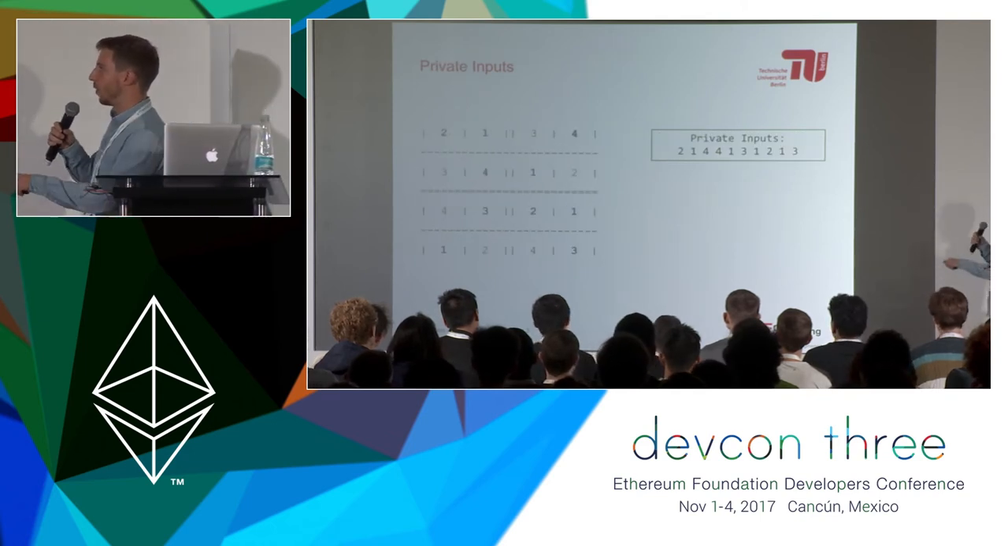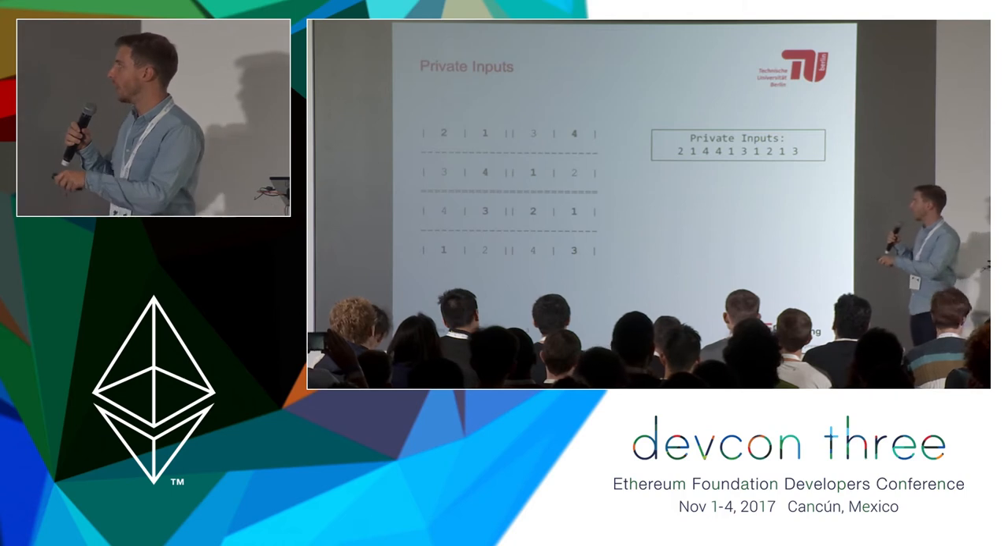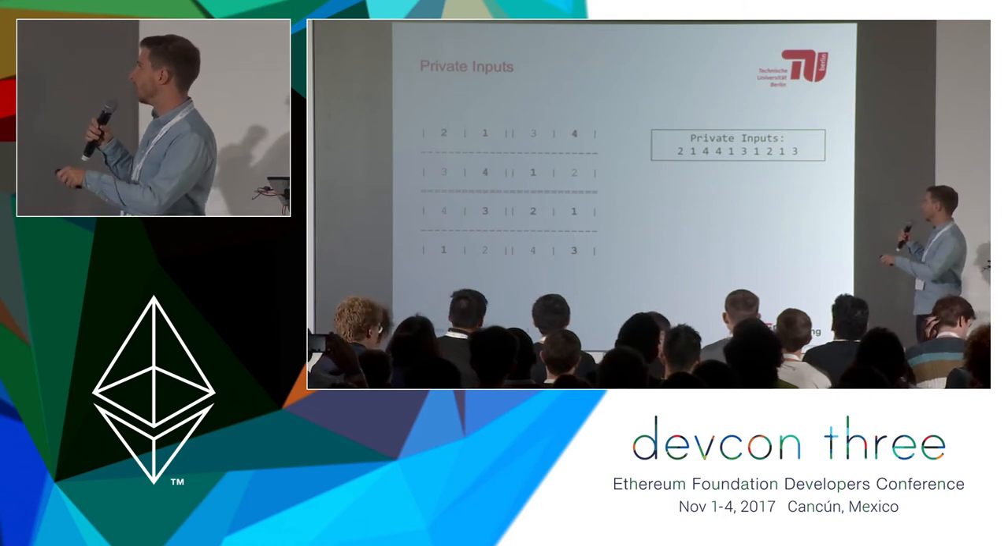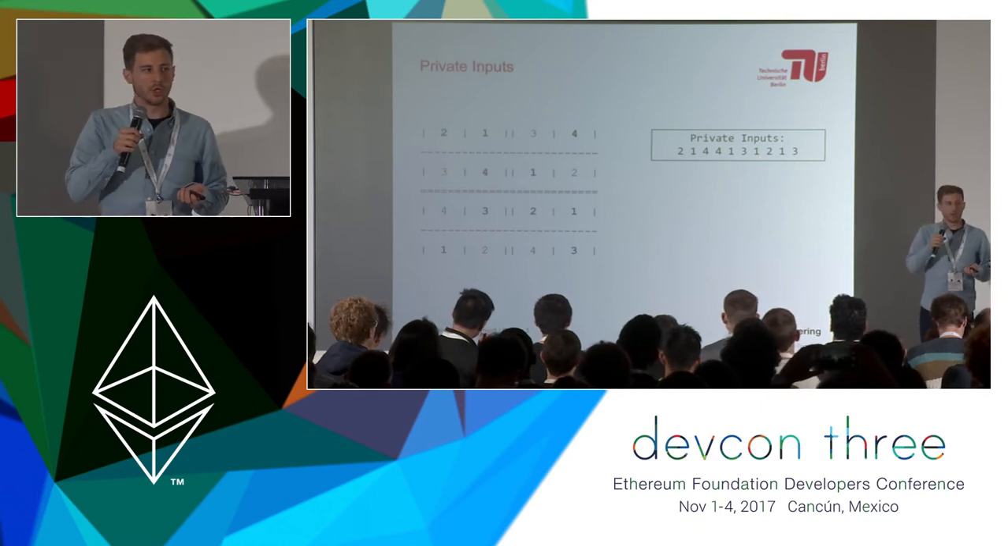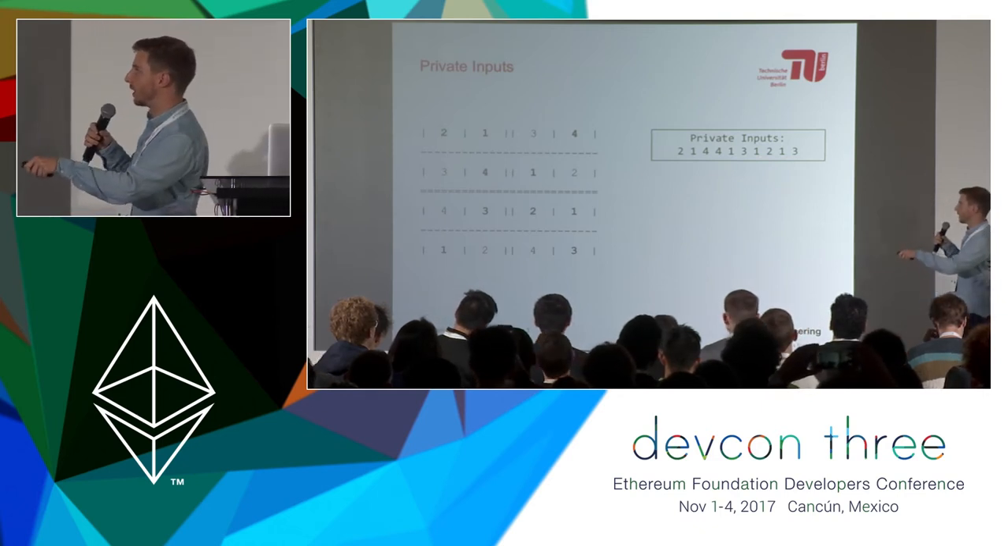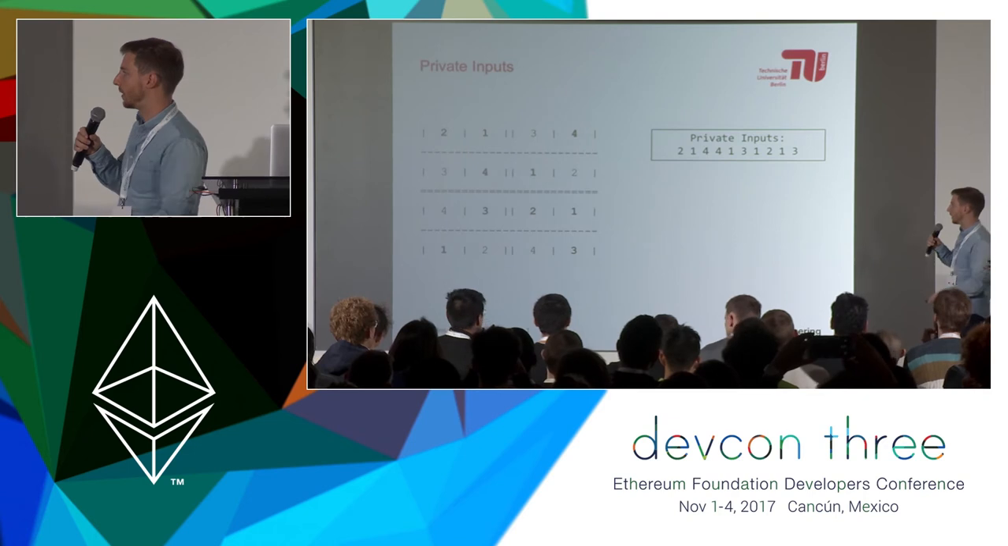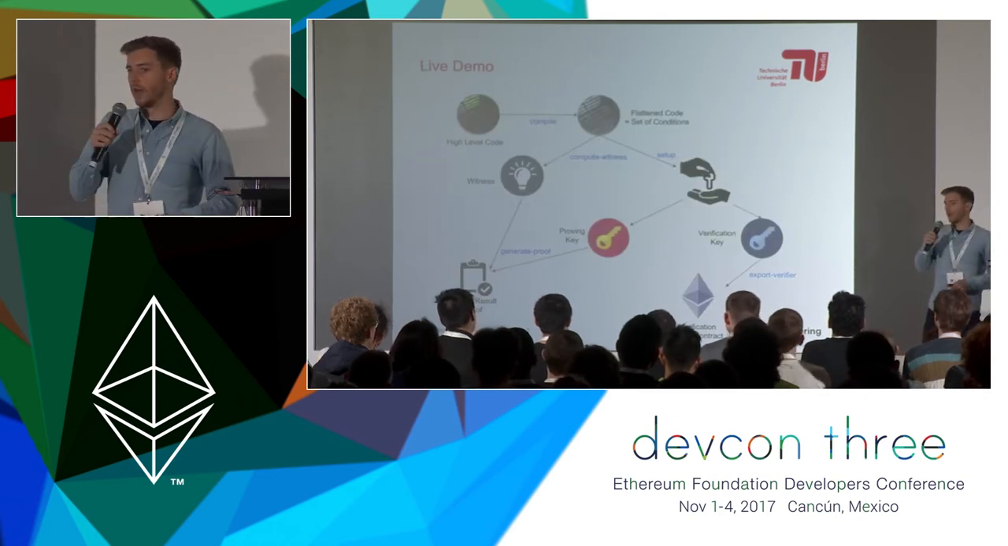And then for the solution, we have private inputs: 2, 1, 4, 4, 1, 3, 1, 2, 1, 3. That's the solution I showed earlier, right? That's just how you fill out the others to come up with a valid solution.